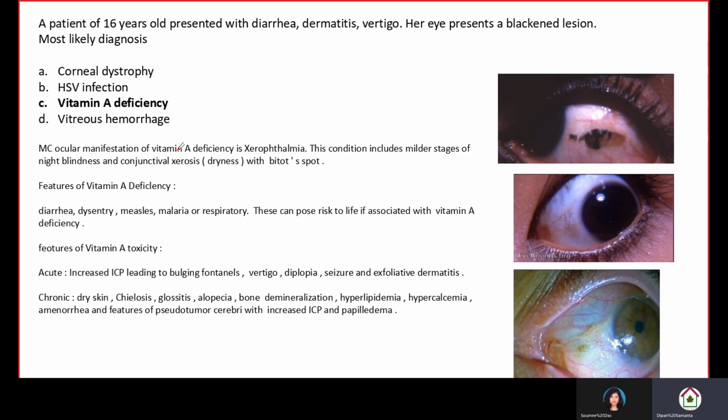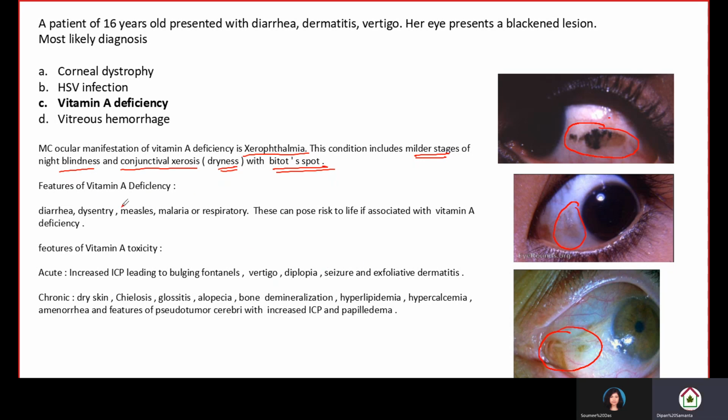So the most common ocular manifestation of vitamin A deficiency is xerophthalmia. This condition includes milder stages of night blindness and conjunctival xerosis, dryness with Bitot spot. So these spots we can see, these are all Bitot spots and its variants. All these are Bitot spots.